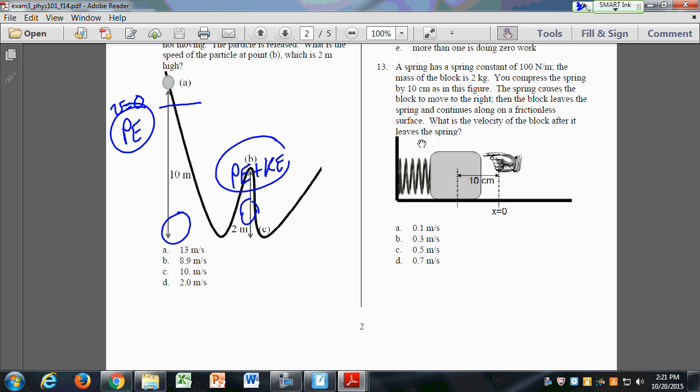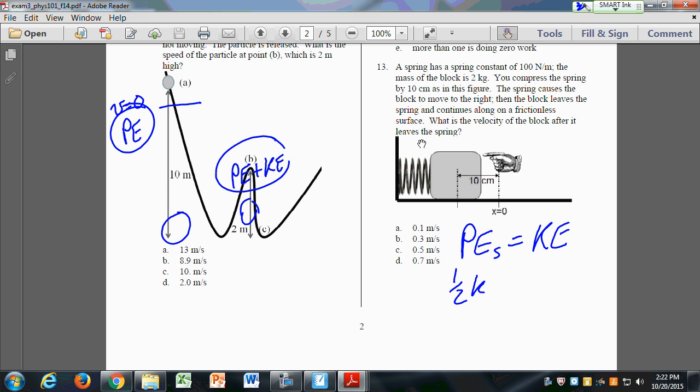So what happens here is I have this block. I compress it away from its equilibrium position by 10 centimeters. Watch your units, okay, because this is in centimeters. You'll need to convert it to meters. I compress it by 10 centimeters, and then it causes the block to come over here, and it gives it a velocity when it leaves the spring. It's going to give it all of this elastic potential energy, which will convert into kinetic energy. In this case, we work it in a very similar way as that previous problem, but I say initially I only have elastic potential energy, and that is all converted into kinetic energy.